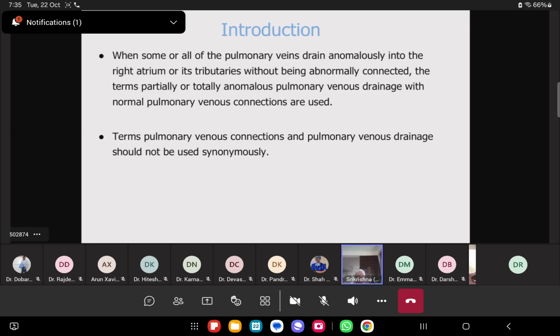When some or all of the pulmonary veins drain anomalously into the right atrium or its tributaries without being abnormally connected, the terms partial or total anomalous pulmonary venous drainage with normal pulmonary venous connections are used. So, the terms pulmonary venous connection and pulmonary venous drainage should not be used synonymously.